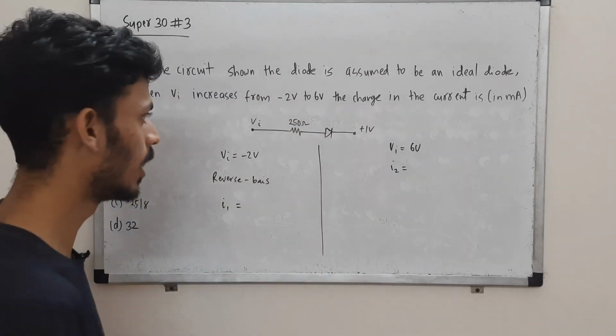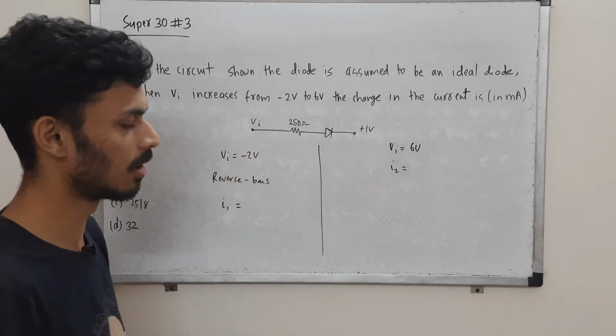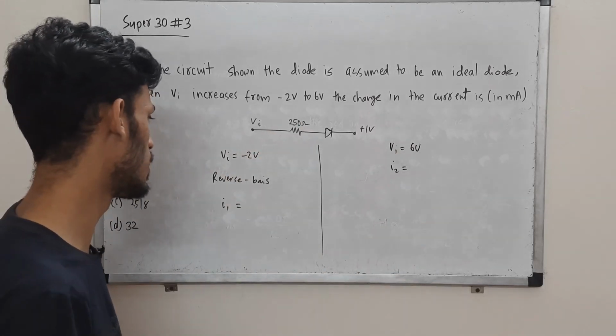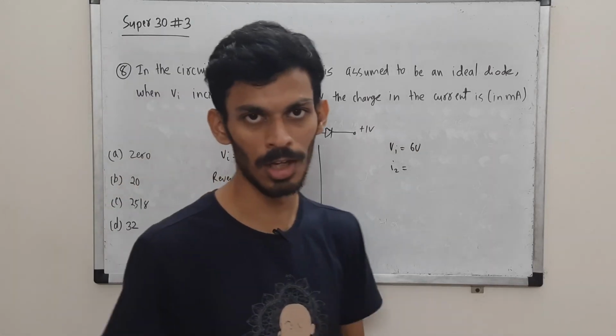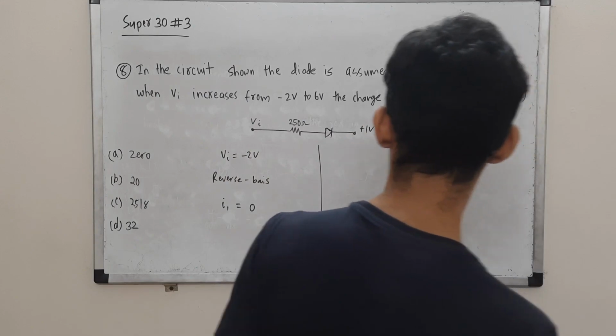In reverse bias, the current through the diode is 0. The diode will become an open circuit. So this will give us the current as 0. No current will flow, it's open circuit.